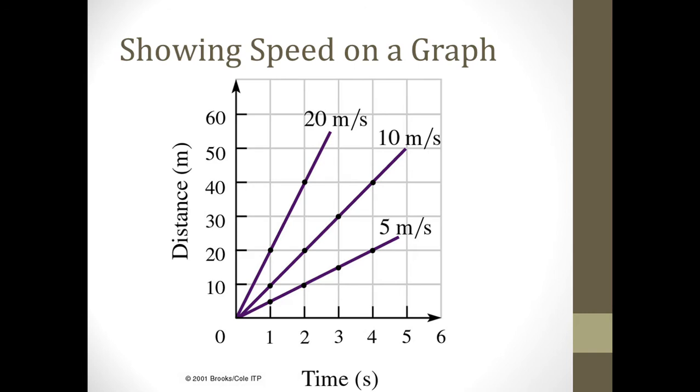Different graphs can show different speeds depending on the slope. So on this graph, you can see 3 different speeds represented on the same graph for 3 different objects, all going at different speeds. So in the same time interval, they travel different distances. They have a greater displacement and a greater slope.